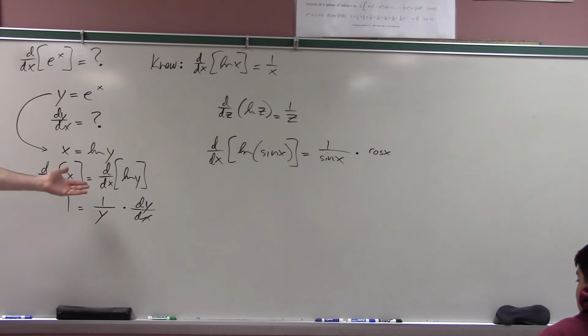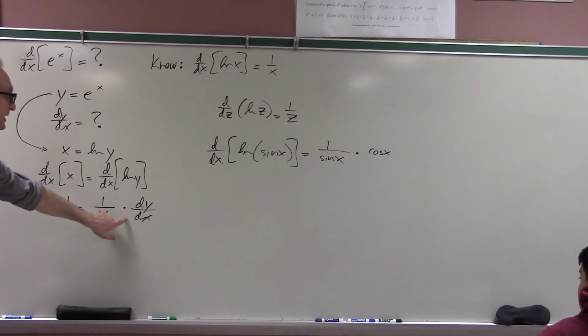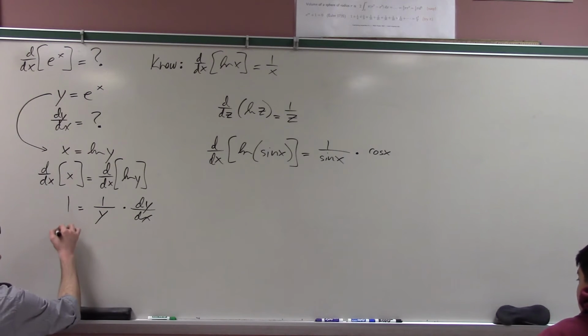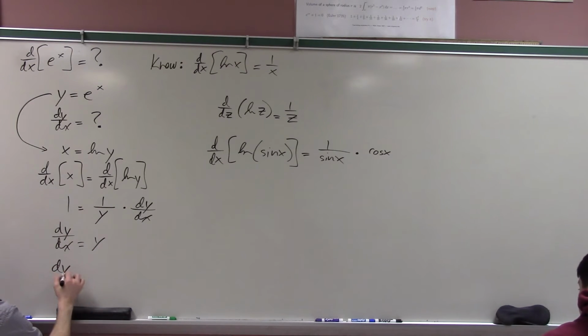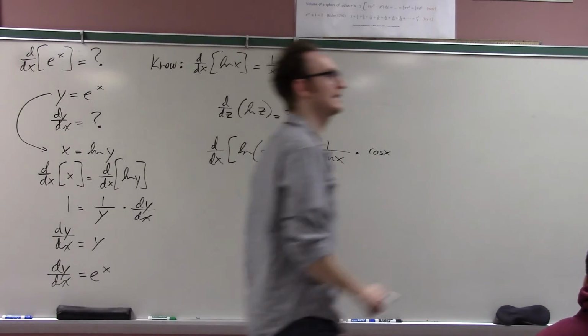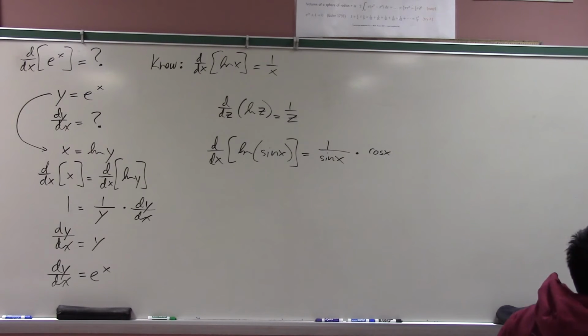All right, and now recall that the whole goal was to figure out what dy dx was, right? So what is dy dx? dy dx is actually just y. And what's y? Whoa. That is a proof that the derivative is e to the x. All right. Okay, how do you feel about that? My experience is that people are slightly skeptical of this over the years. So I'm going to, yes?